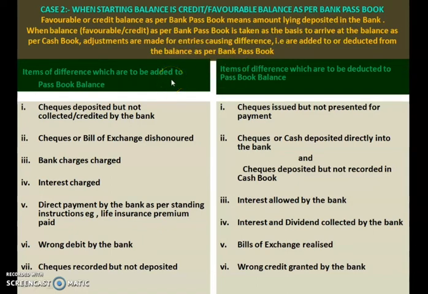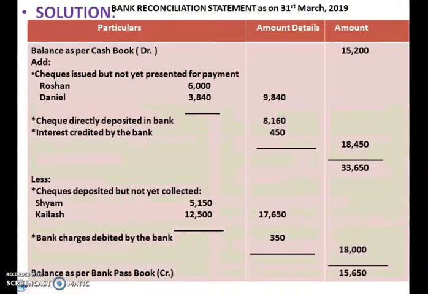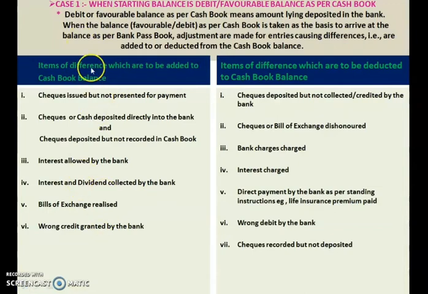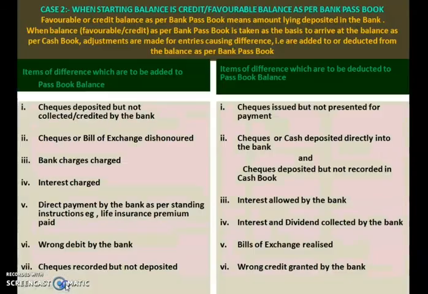See children, the cash book items and passbook items to be added and subtracted are the same. The only difference is, whatever you subtracted in the cash book, that you have to add, and whatever you added in your cash book, that you have to subtract. Did you understand? In the passbook, you have to do the opposite of what you did in the cash book. Here you can see, check issued but not presented for payment, you added. But when you are doing it in the passbook, that item you have to subtract.